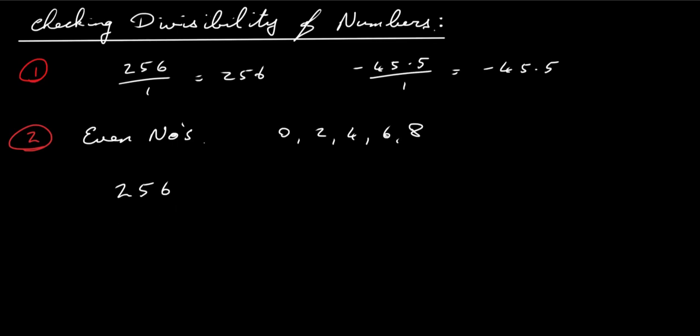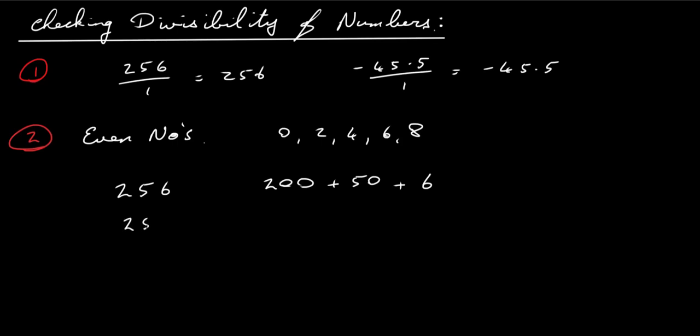The reason for this is because this number here is made up of 200, that's this part here, plus another 50, which is this part here, plus the units, which is 6. So we know 200 and the 50 parts are going to be divisible by 2. So all we've really got to do is check the last digit, which is 6. Is that divisible by 2? Which it is. So therefore the entire number is divisible by 2.